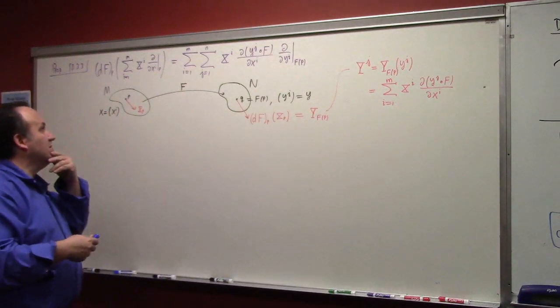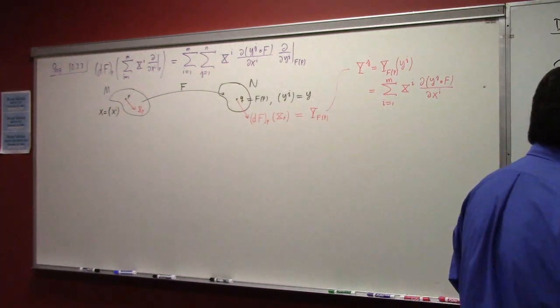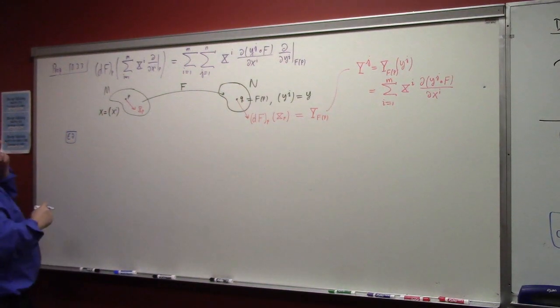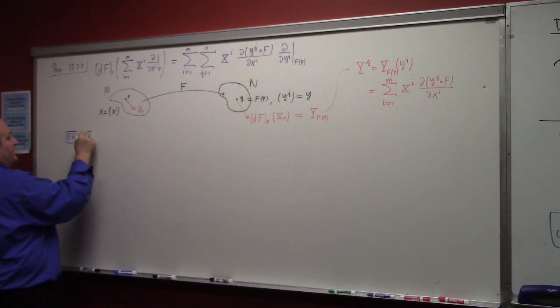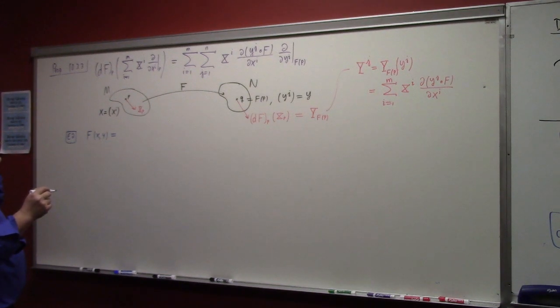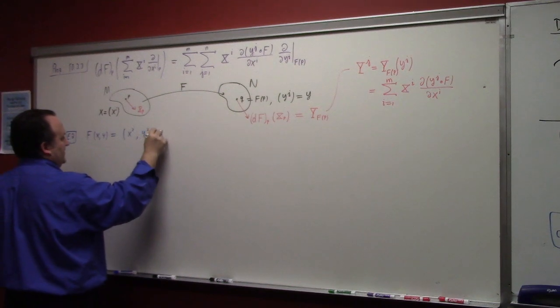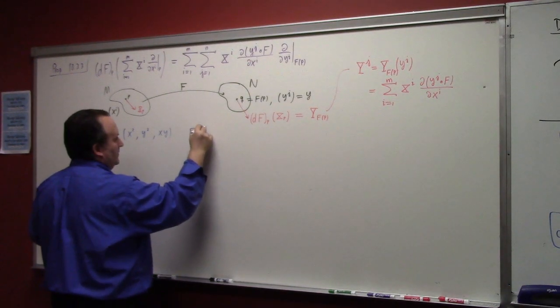Let me see if I can come up with an example. Example 2. Let me start out relatively easy. Suppose we've got f of x comma y equal to, how about, x squared, y squared, xy. So here I'm looking at f as a mapping from R2 to R3, right?